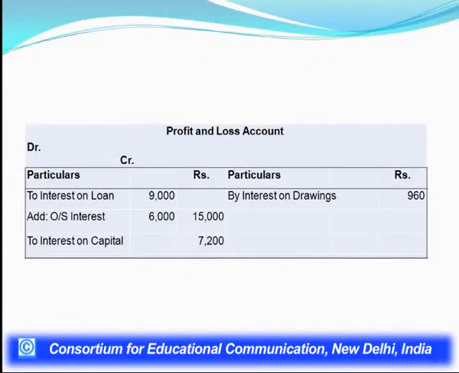It is a gain to the firm. So it will be shown on the credit side of the profit and loss account: by interest on drawings 960. So all these three adjustments will be presented in this manner in the profit and loss account. Now we will see how they will be shown in the balance sheet.